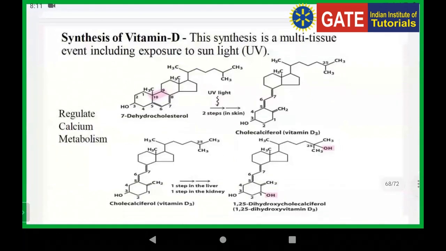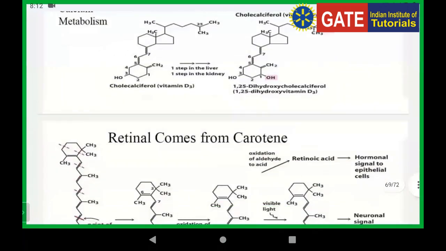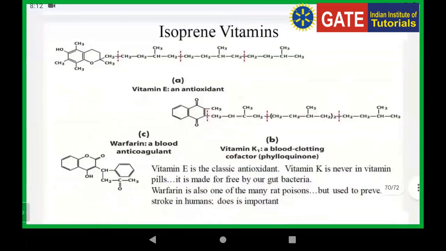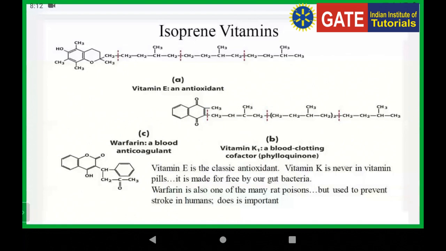See, vitamin D is synthesized from cholesterol. It helps to regulate calcium metabolism. Vitamin D is important for calcium metabolism. See, retinol comes from carotene. It is also a lipid derived molecule. Vitamin E is an antioxidant. It is also derived from the lipids. And warfarin is a blood anticoagulant. It is also derived from the lipid. Vitamin K is a blood clotting factor. It is also derived from the lipids. Understood everyone?